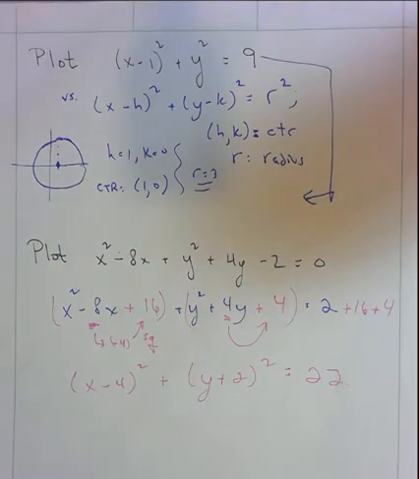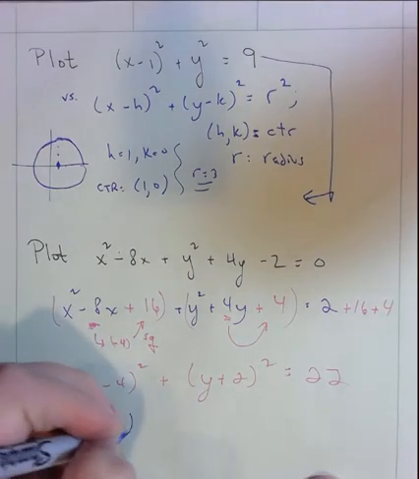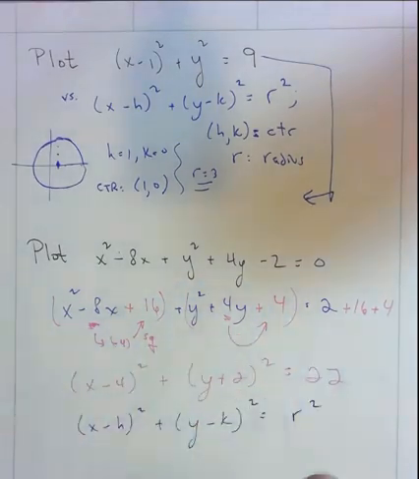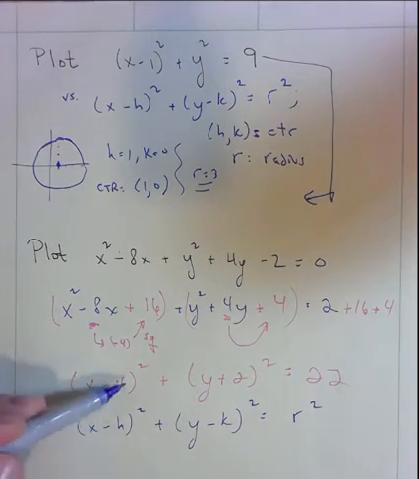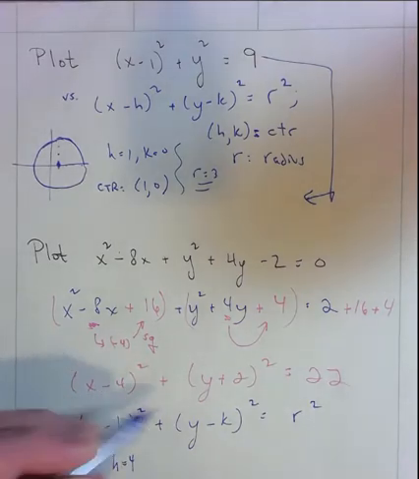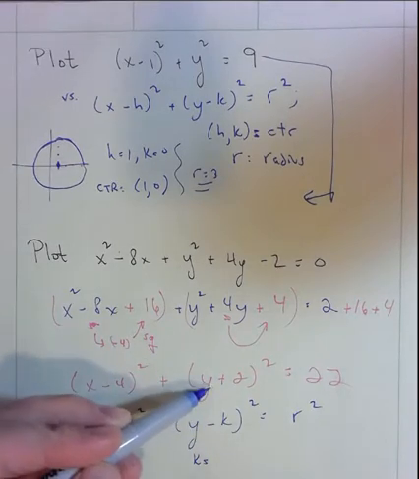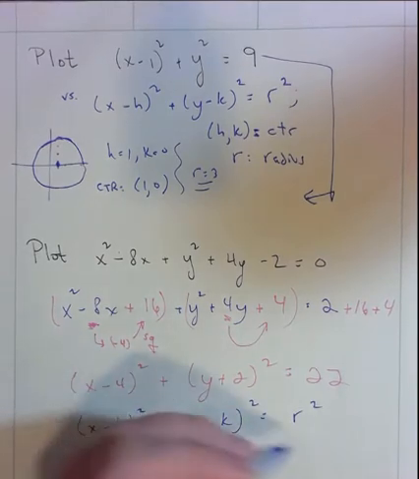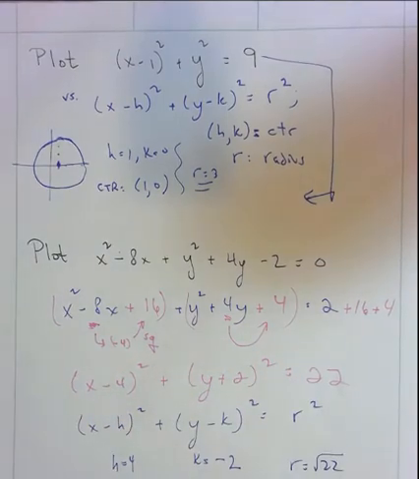And then again, it's written up at the top, but I'll write it below. The standard format for the equation of a circle looks like this. So we can just match them up. H is 4. K, well, the template wants y minus k. We have y plus 2, which means that our k is negative 2. And here, r squared wants to be 22, so r itself is the square root of 22.